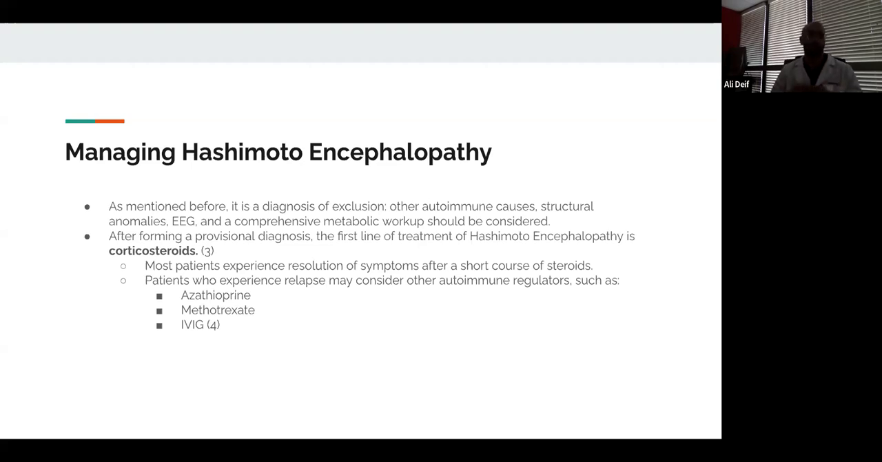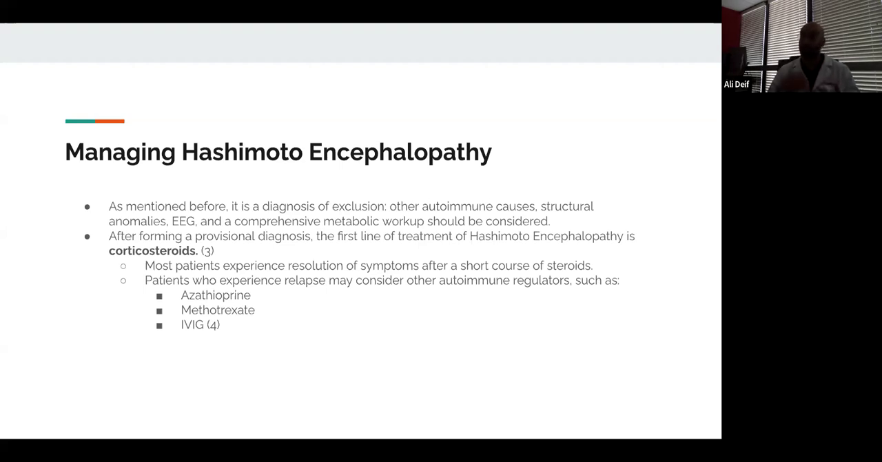So how do we manage Hashimoto encephalopathy? As I mentioned before, it's a diagnosis of exclusion, which means that there's an extensive workup that must be done before we actually diagnose the condition. So other autoimmune causes should be investigated in the blood, serum antibodies, and things like that. Structural anomalies should also be ruled out, the MRI of the brain that I mentioned earlier.